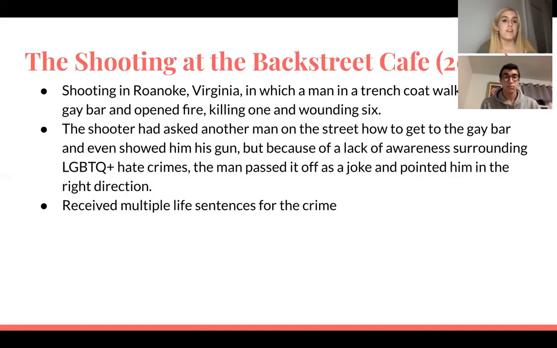Okay, so a specific hate crime is the shooting at the Backstreet Cafe. This took place in Virginia, in which a man in a trench coat walked into a gay bar and opened fire, killing 1 and wounding 6. The shooter had asked another man on the street how to get to the gay bar and even showed him his gun, but because of lack of awareness surrounding the LGBTQ plus hate crimes, the man passed it off as a joke and pointed him in the right direction. This shooter received multiple life sentences for this crime.